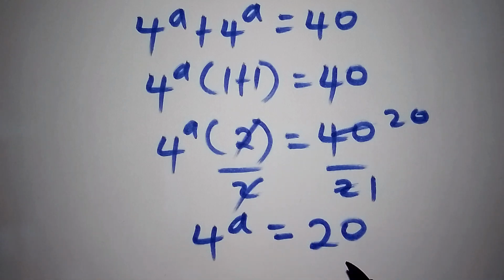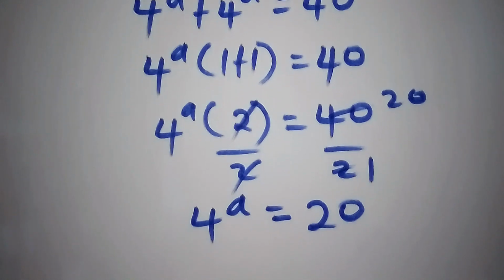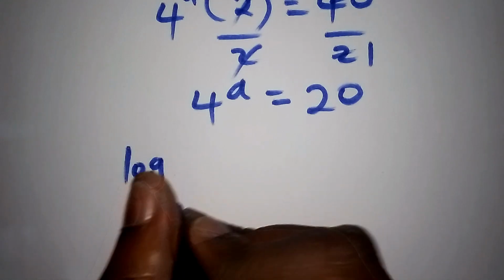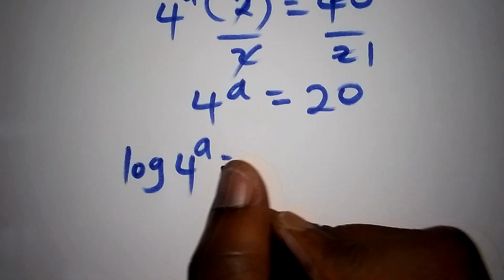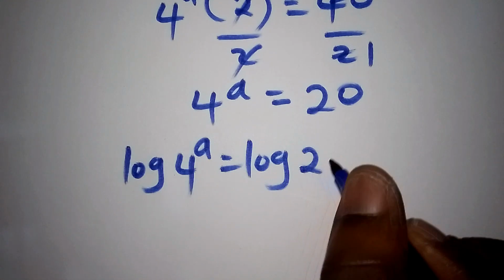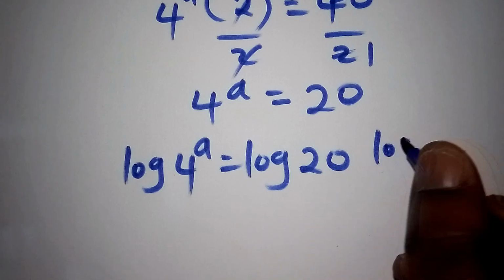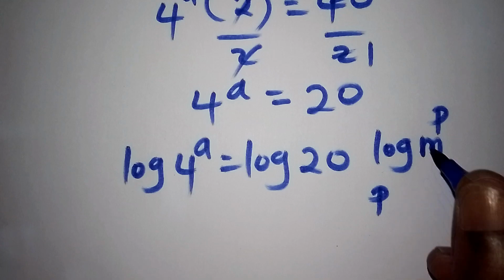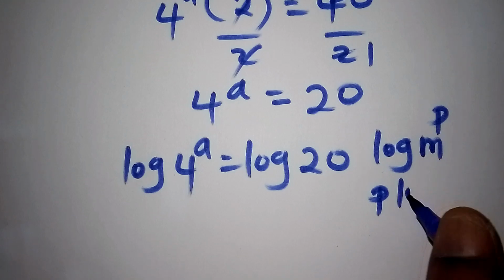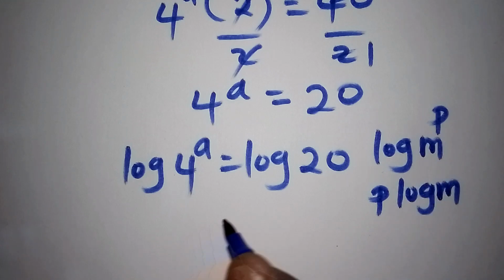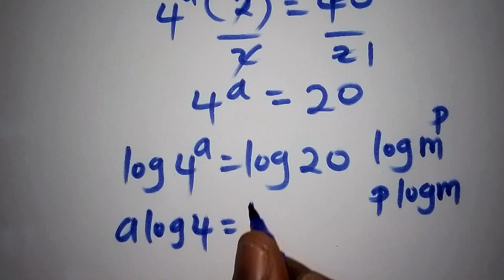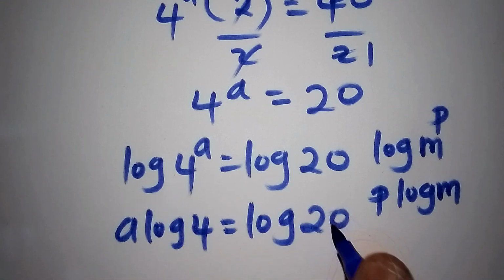For us to work out the value of a effectively, we shall introduce the log on both sides. So we have the log of 4 to the power of a equals the log of 20. We all know that if we have the log of m to the power of p, this can also be written as p log m. So here we shall have a times the log of 4 equals the log of 20.